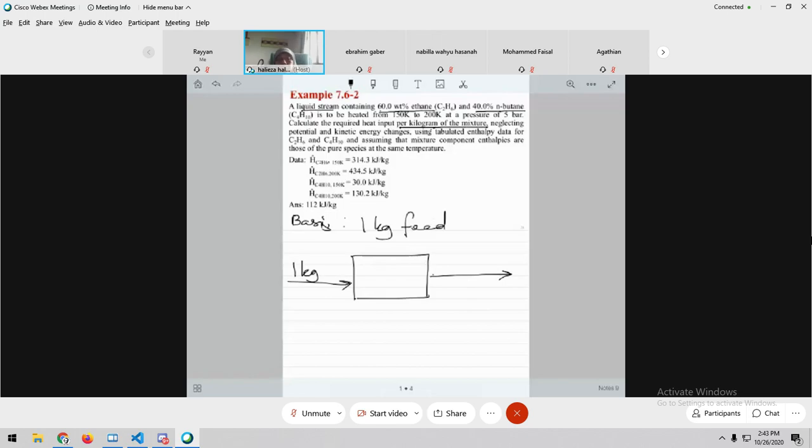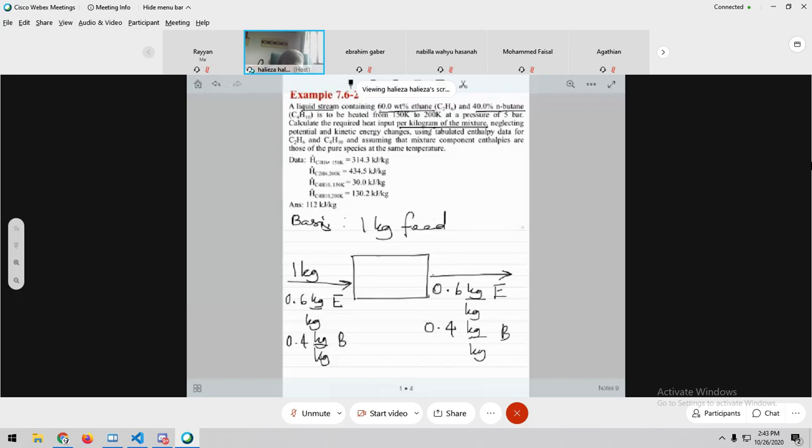That is your basis. So the mixture is 0.6 kilogram per kilogram, the mass fraction of ethane, and I'm going to write it as capital E. The rest is butane, 0.4 kilogram per kilogram, which I'll write as capital B. The same mixture is coming out because it's just one stream in, one stream out. It's a liquid mixture.